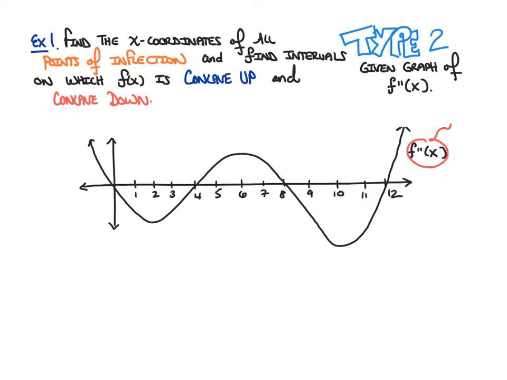So that's a big warning sign. I didn't want to write that. That's a big warning sign right here. Really, really important. So let's look for the POIs. Now, the POIs occur when the concavity changes. But we can't look at this graph and try to determine what the concavity is, because the shape of this graph doesn't tell us anything about the shape of the original graph, f of x. So don't look at the shape of this and try to look for cups and frowns.